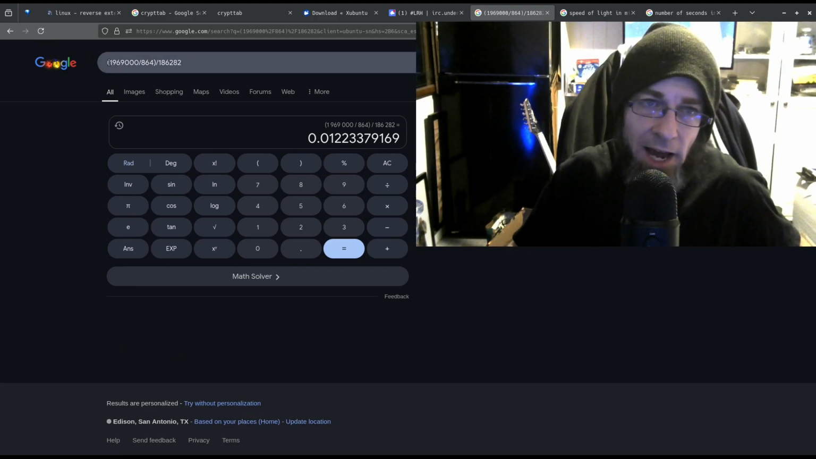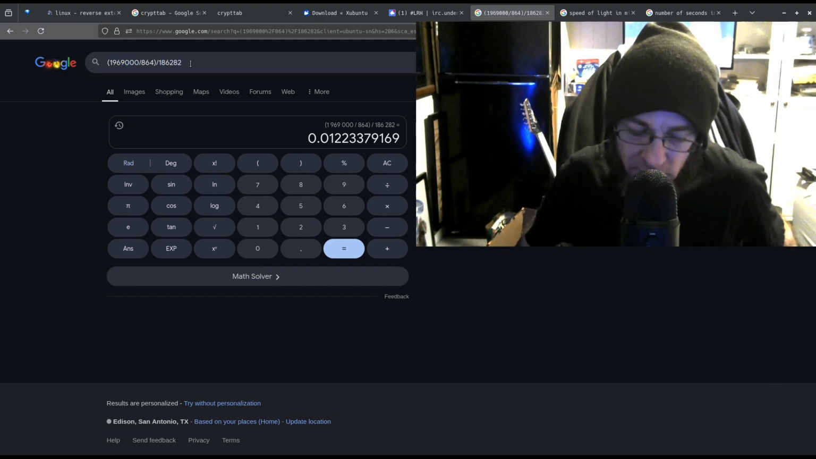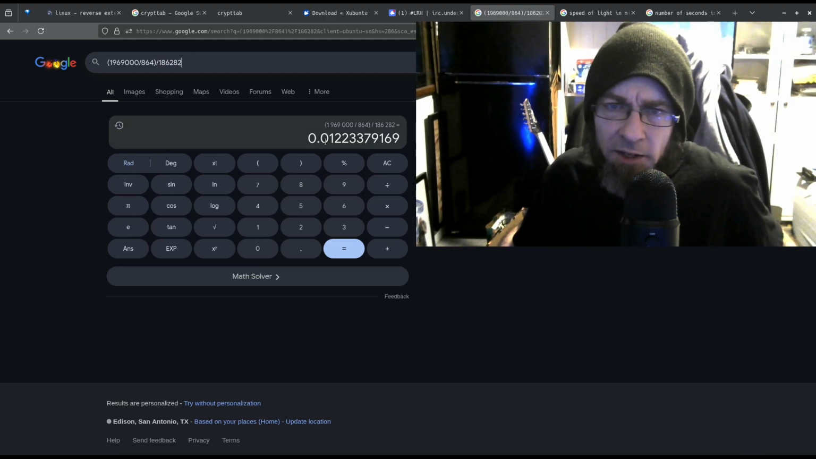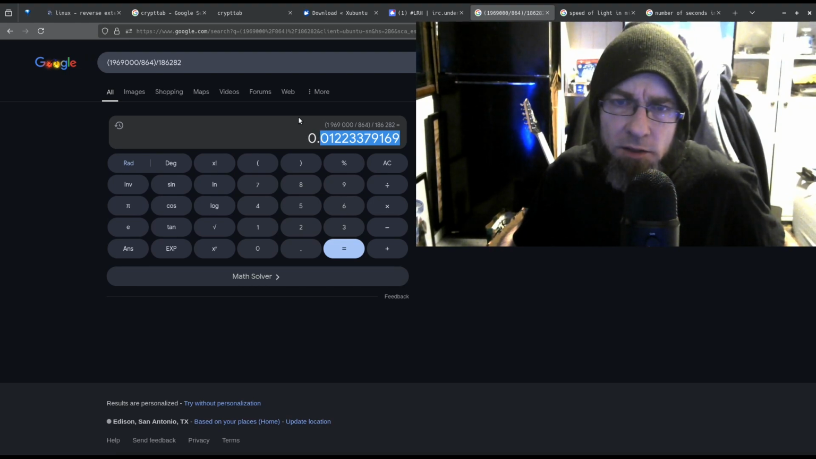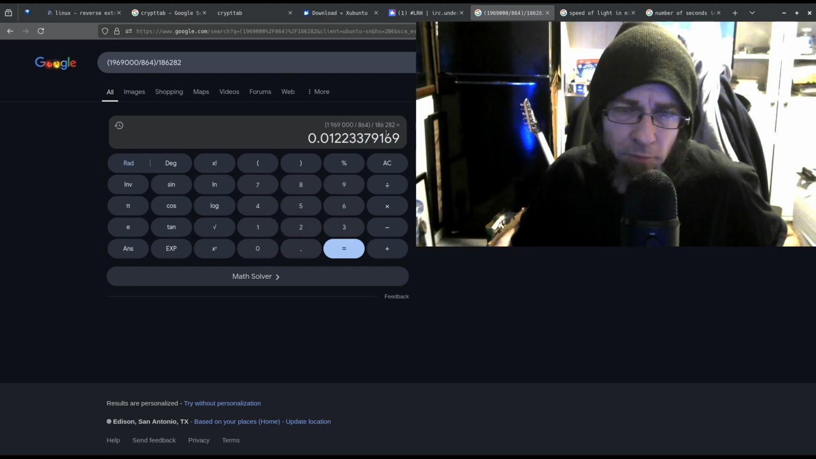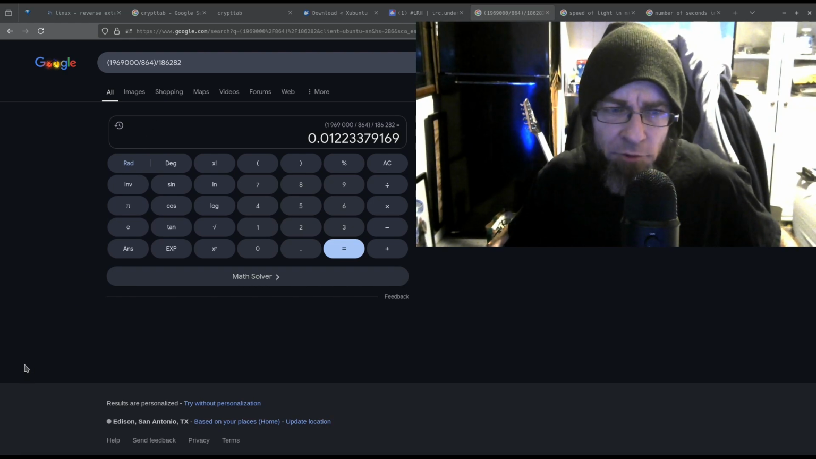So if we take that value and divide that by the speed of light in terms of miles per second, we get 0.01223379169. So effectively, Santa only has to go about a little bit more than 1% the speed of light in order to actually hit everywhere on Earth.